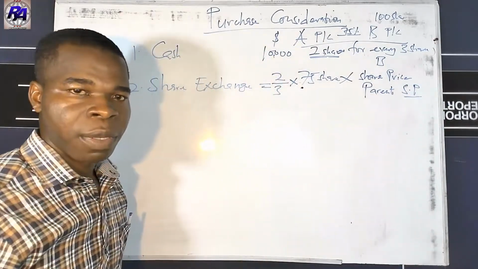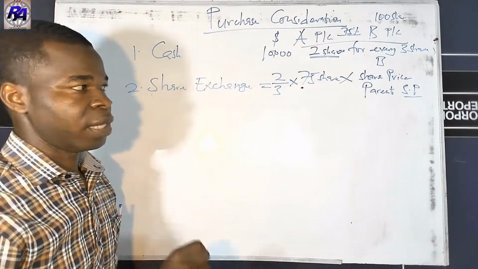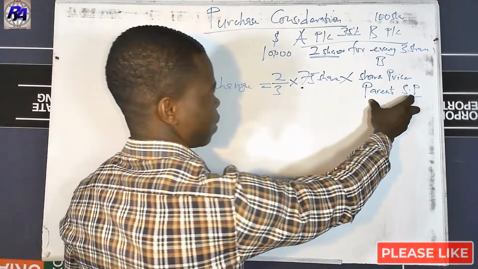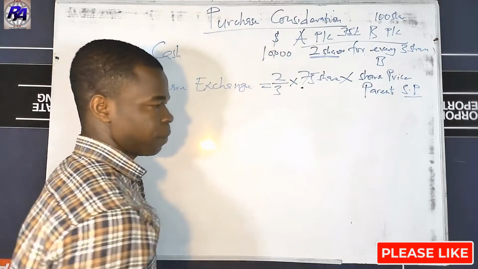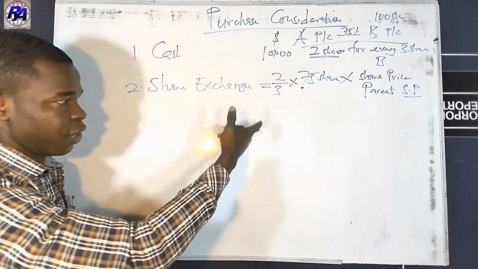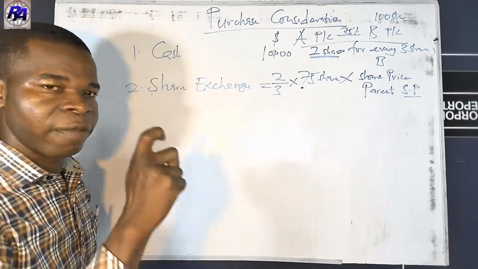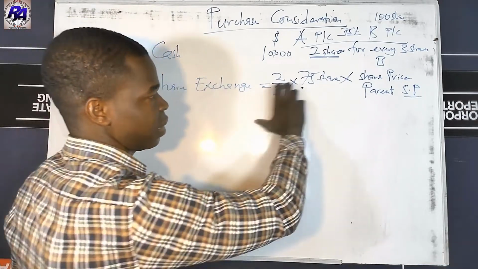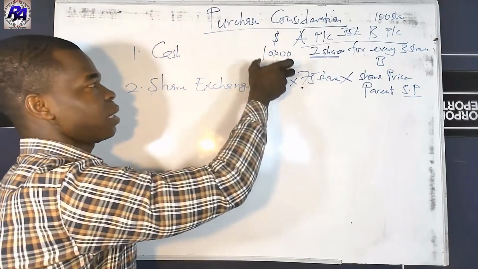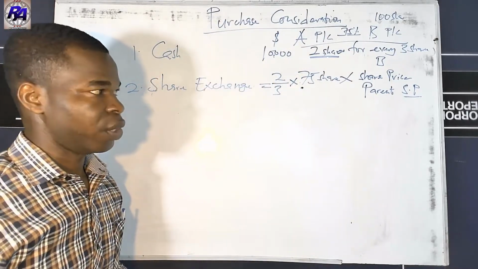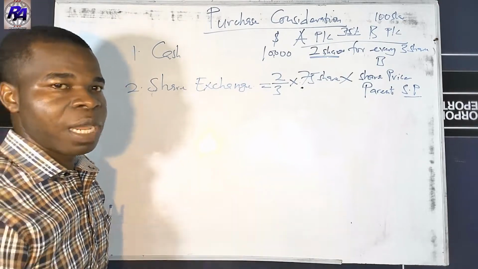Always remember, they will provide you with the share price of the subsidiary and the share price of the parent. Remember that the share price must be that of the parent. So anytime there is a share exchange, this is basically how to go about it to establish the value of the share. So after getting this number, we can then determine our purchase consideration.